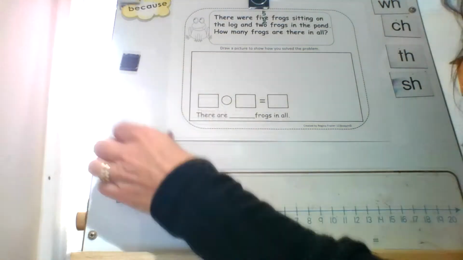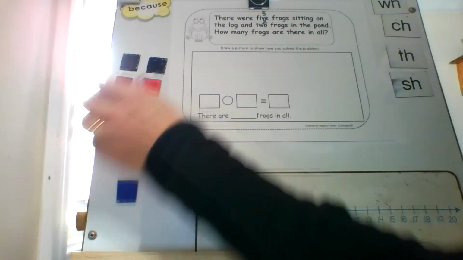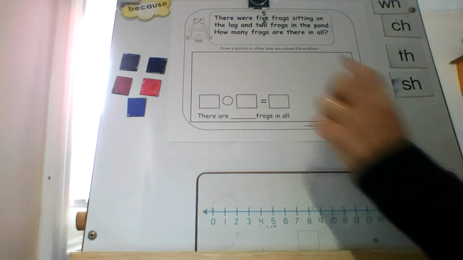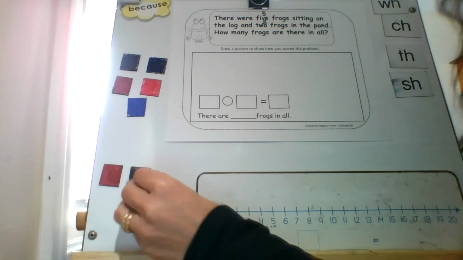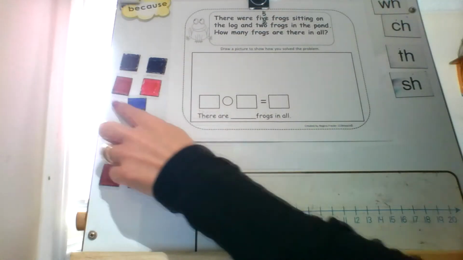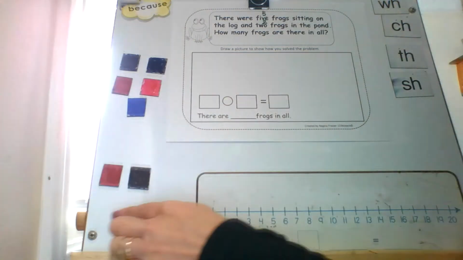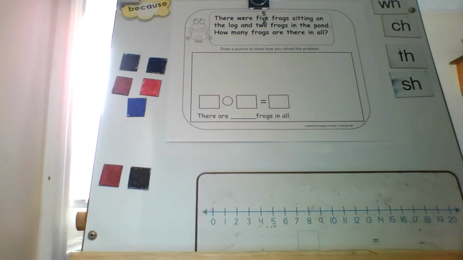Okay, so I'm going to move those up actually. There were 5 frogs. They were sitting on the log. And then it says 2 frogs were in the pond. So I need 2 more frogs. So 1, 2. And my question says, how many frogs are there in all? In all is the same as all together. Okay, so I have 5, 6, 7. So all together, there are 7 frogs.